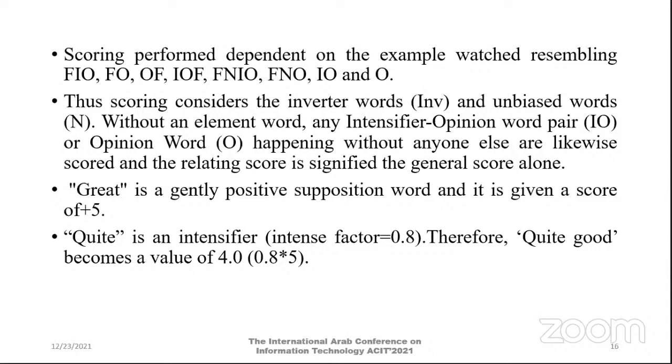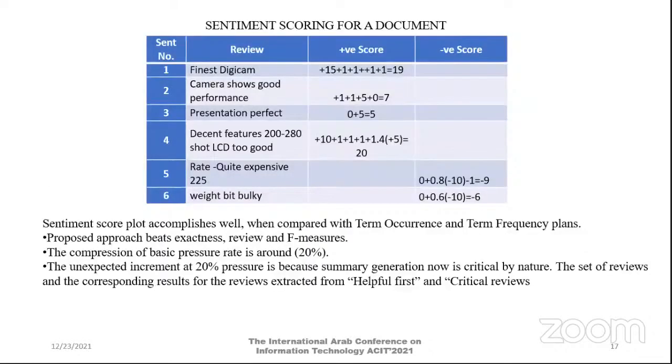If the user says great, I automatically give a score of plus five. If they say poor, it is negative feedback. If they say okay, I feel the product is okay. I look at which word gives more precision, and for that I have given score ratings. For example, if the user says quite, I make that intensifier 0.8. So quite good means I multiply 0.8 by 5, because I have mentioned great is plus 5. In that way I have given an evaluation for the product, separated into positive and negative feedback. I took a review for a particular digital camera and gave a positive score and a negative score. By classification of the score, I have classified reviews into positive scores and negative scores.